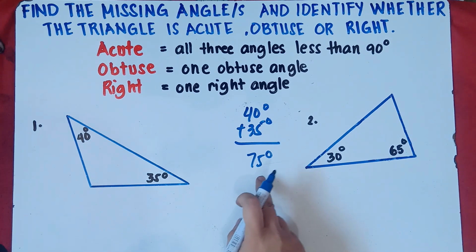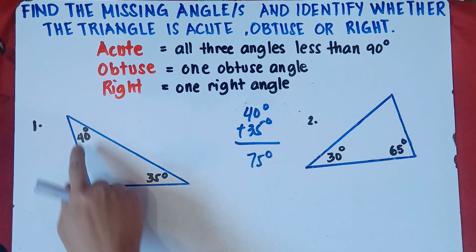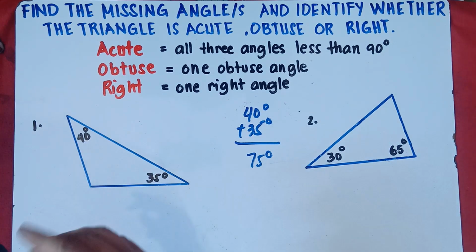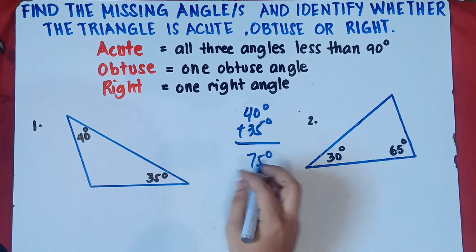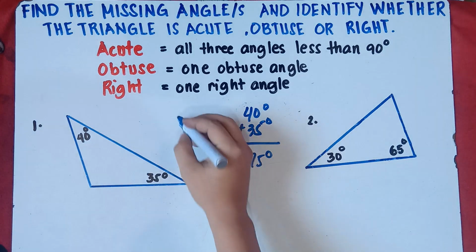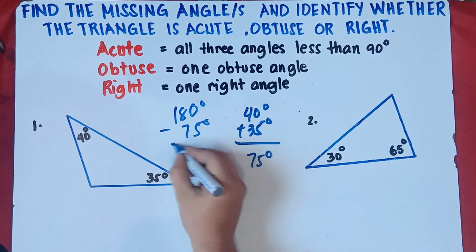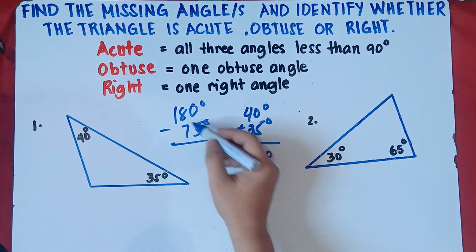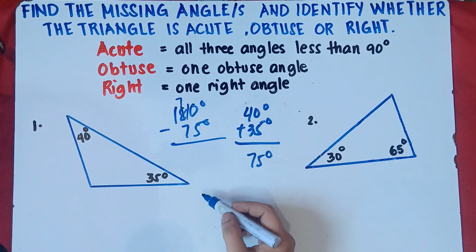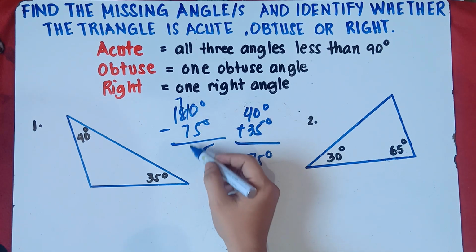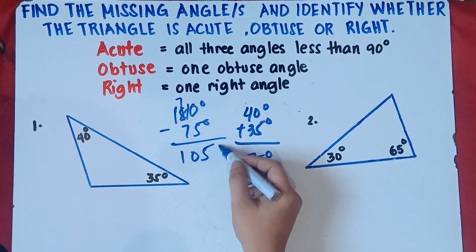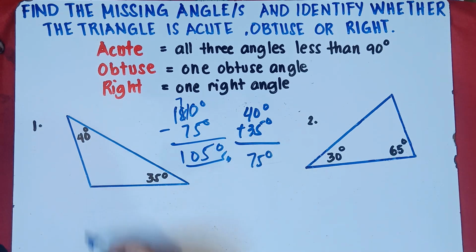And then you subtract your answer from 180, because the sum of these interior angles should be equal to 180. So 75, you subtract it from 180. So 180 degrees minus 75 degrees. 0 minus 5 cannot be. Borrow 1. This becomes 10. 10 minus 5 is 5. 7 minus 7 is 0. Bring down 1. 105 degrees. Therefore, this angle right here is 105 degrees.